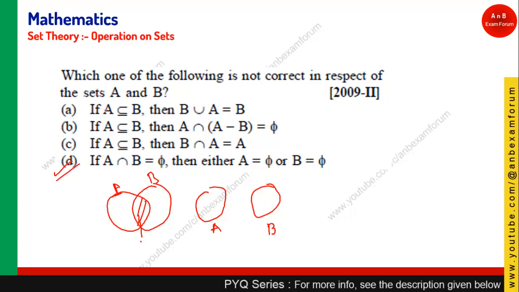If you go with the other option, let's see option C. A is a subset of B. Then B intersection A is equal to A. Yes, it is correct. The intersection means the common elements will be only A, so A will be the right answer. So option C is correct, it is not incorrect. But they are asking which of the following is not correct, and we have seen option D is not correct, so option D is the right answer.